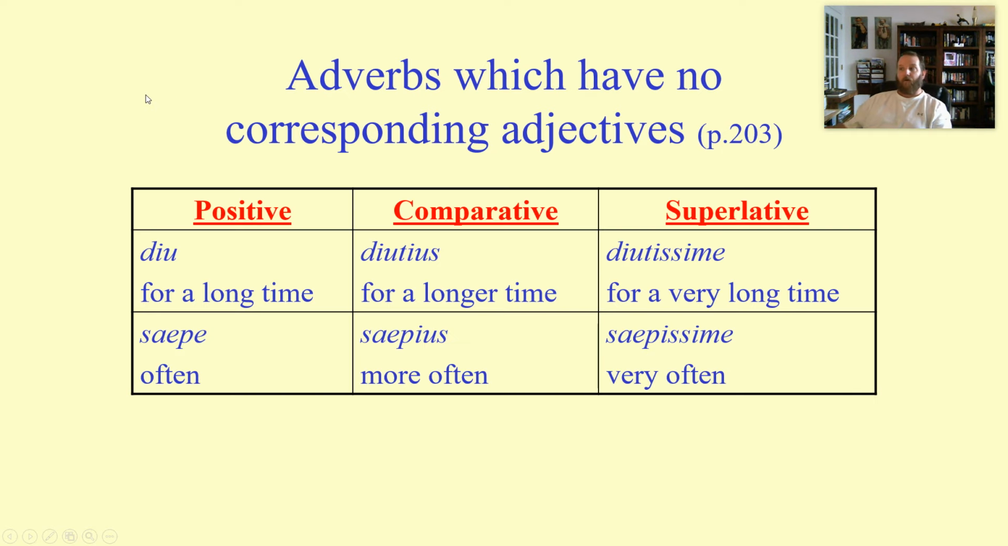And those two were in your vocab yesterday, but just to recap those, we have diu, and then the comparative is diutius for a longer time, and then diutissime for a very long time. There is no adjective form of diu. It just doesn't really make sense as an adjective, so there's nothing there. You just need to know the adverb by itself. We learned these both in Latin 1. Saepe means often, saepius more often, saepissime very often. So these are two that were in your vocab that you want to learn, since they are kind of new.